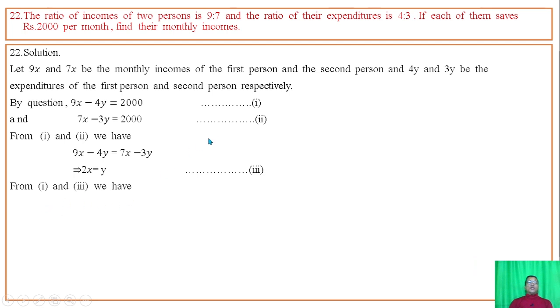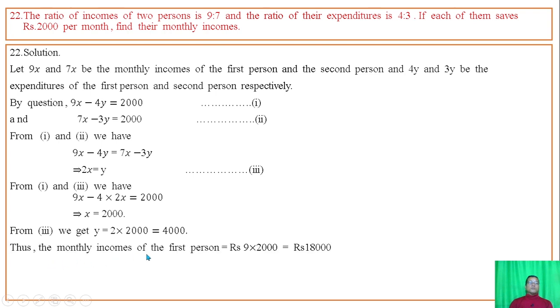From 1 and 3, solving the equations and eliminating y, we get the value of x equal to 200. From 3, y is equal to 2 into x, that is 400. Thus the monthly income of the first person is 9 into 200, that is 1,800, and for the second person it is 7x, 7 into 200, that is 1,400.